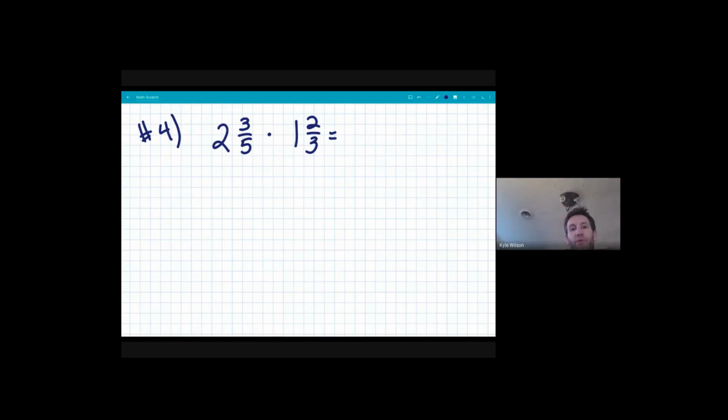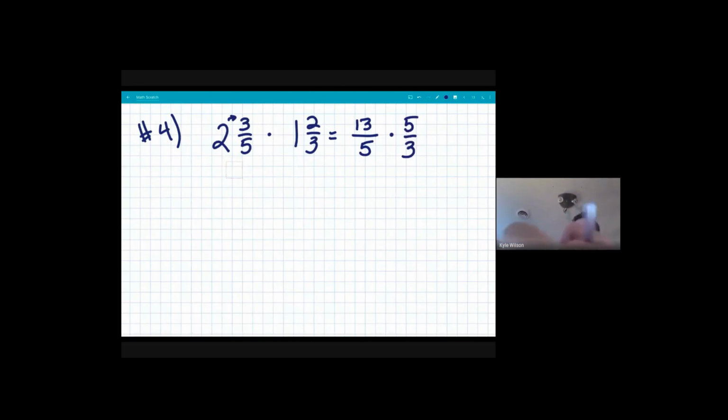So I'm going to do 2 and 3/5. 2 times 5 is 10. 10 plus 3 is 13. And my denominator stays the same. I'm going to multiply that by 1 and 2/3, but I have to convert 1 and 2/3. So in that case, 3 times 1 is 3. 3 plus 2 is 5. So I have 5/3, right?